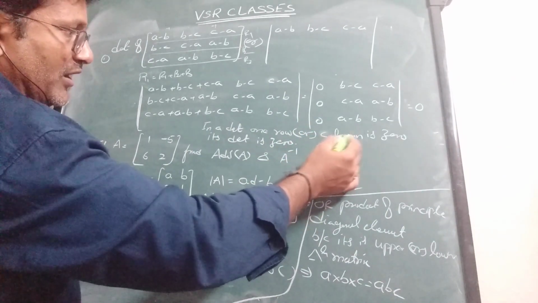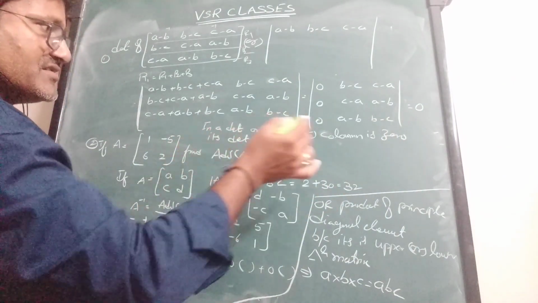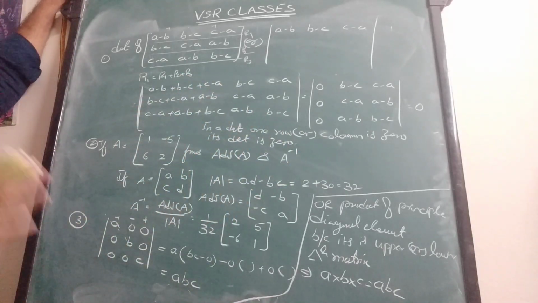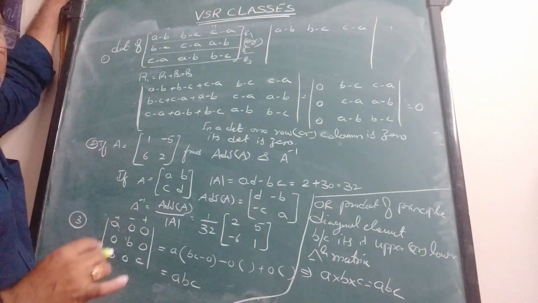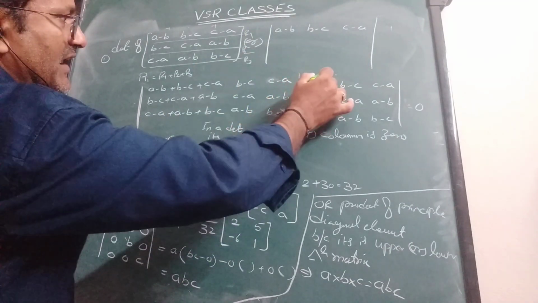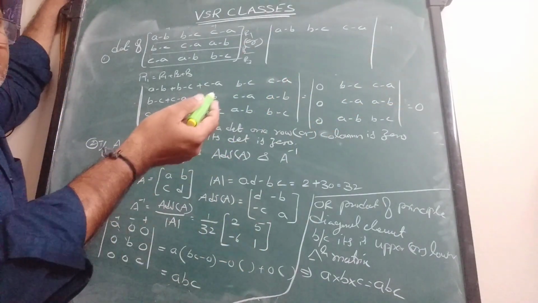Okay, a column with 0, 0, 0, its det is also 0. Its determinant value goes to 0. If you want to find like this also, you can find it. Definitely you will get 0 itself.